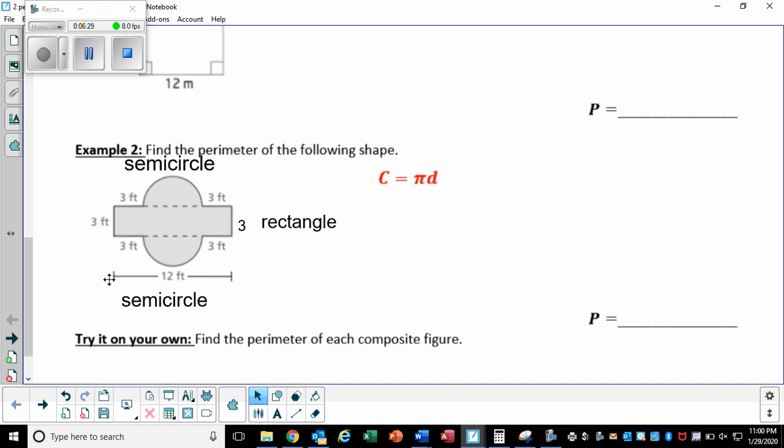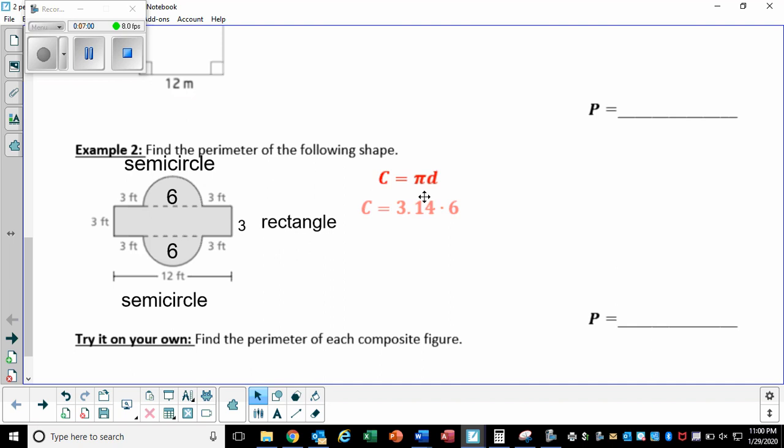They tell me that all the way across is 12 feet, and that this little section and this little section are 3 feet each. So 3 feet plus something plus 3 feet will give me 12. So 3 plus 6 plus 3 gives me 12. And if this one's 6, this one is also going to be 6. So the diameter we're using is 6. And for pi, we're just going to use 3.14.